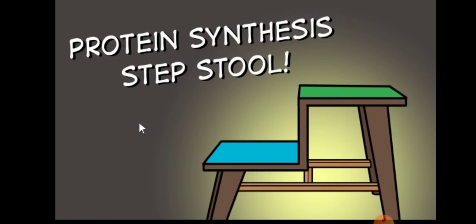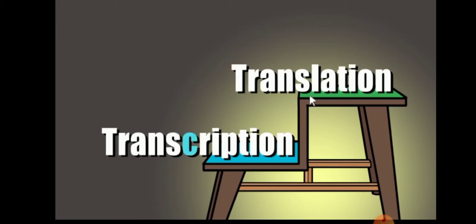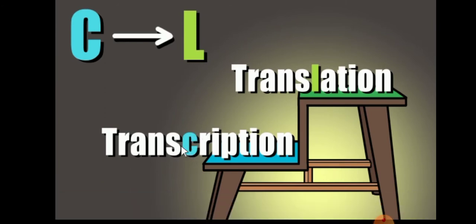In protein synthesis, we can look at two major steps. One is transcription, and the other is translation. Transcription has a C in it, and translation has an L in it. I remember that C comes before L in the alphabet.